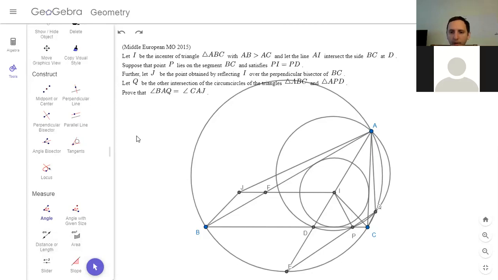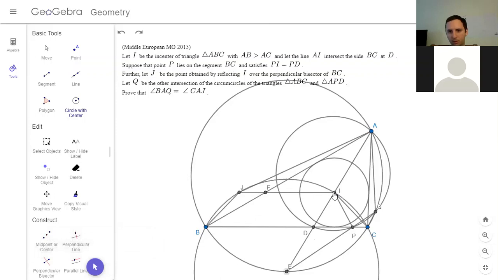So angle ACQ is the same as angle AJQ. Wait, are you sure about that? Let me check. Oh no, ACQ isn't AJQ. ACQ is AEQ. And we want to show AEQ, which is IEQ, same as AJI. We could, yeah, let me draw this circle. I forgot about that. J lies on this circle by symmetry. So BJIC is cyclic with center E.